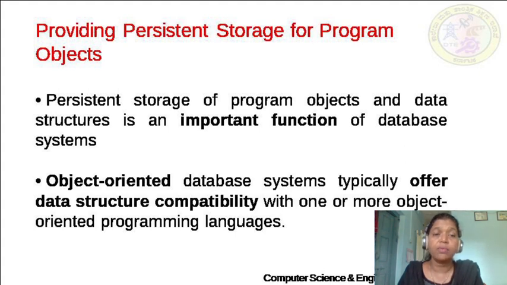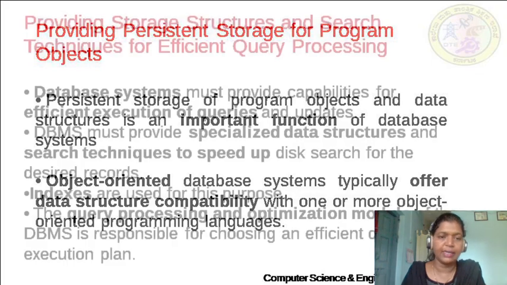So it is very, very important to maintain that object oriented databases typically offer data structure compatibility with one or more object oriented programming languages. So when I transfer it from one device to another, there shouldn't be any problem with it. So that is what we call persistent. Persistent means continuous, which should not be affected by any other stuff. So it will continue working in a determined fashion. Okay, so that is what we mean by persistent data.